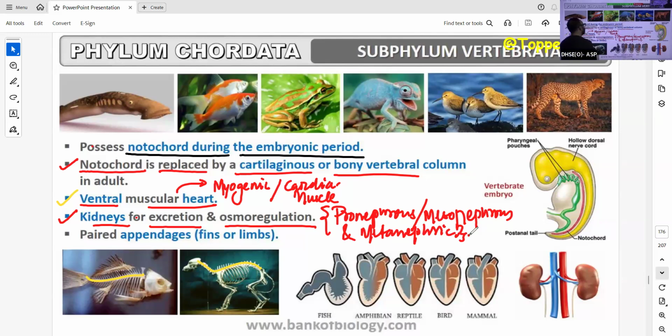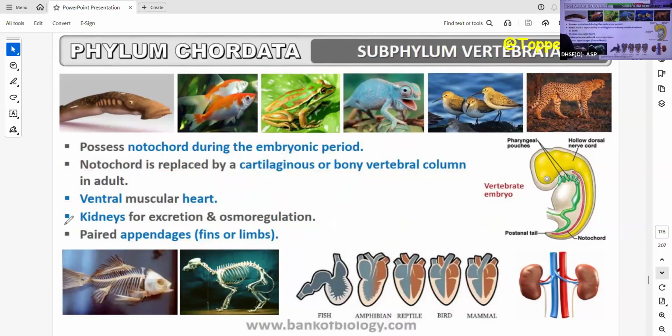ठीक है? Then paired appendages or fins or limbs are present. Now, if you remember, in the previous class also I had mentioned that. Digital classification, Craniata, then Apoda and Tetrapoda. तो टेट्रापोडा का क्या अर्थ है? 4 पैरों वाले. That means they would possess 2 pairs of limbs in every vertebrata.